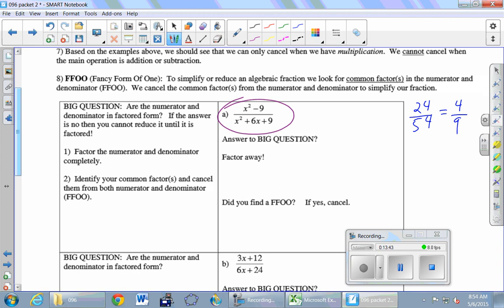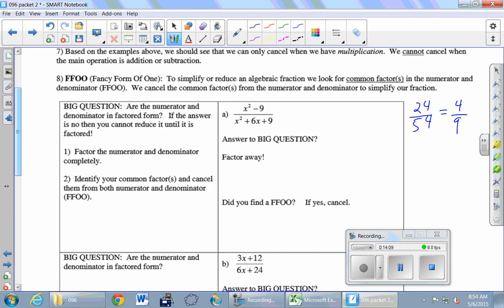Now I'm tempted to cancel a whole lot of stuff in this fraction. I see x squared on top, I see x squared on the bottom. Cancel. I see 9 on top, I see 9 on the bottom. Cancel. Can I do that? No, because the only way we can cancel is if it's what operation? Multiplication, and this is not. So none of those things that look cancelable are.